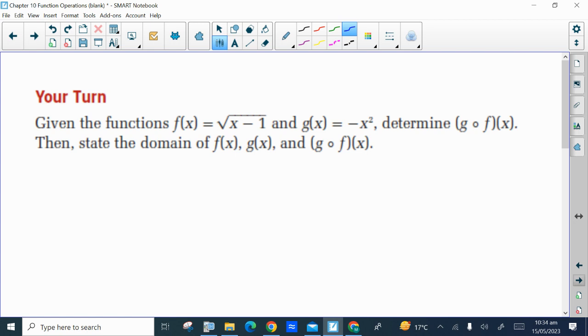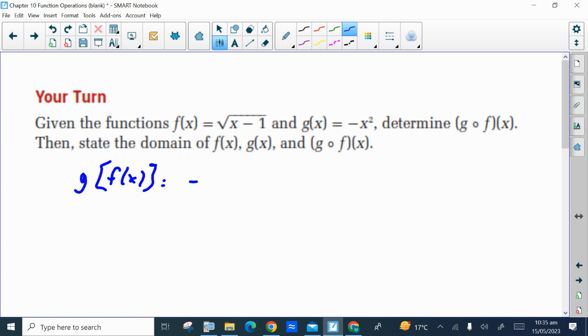So a few more examples. You're asked to, given f and g, find g of f at x, which is g at f at x. f is embedded into g. So f, which is the root of x minus 1, is embedded into g. But when we look at g, because there's no brackets around the negative x, this tells us that only the x is squared, not the negative sign.